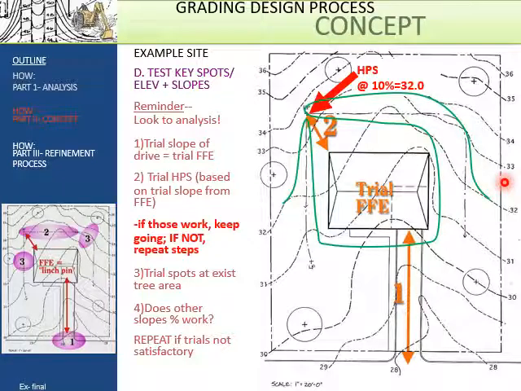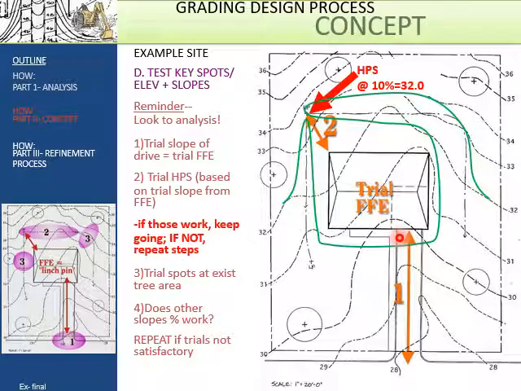You may want to go back and go a little higher still. So you could go up and try it with the 33 contour. To do that, you'd have to increase the elevation of the finished floor for the building, and to do that, you would increase the slope of the driveway.